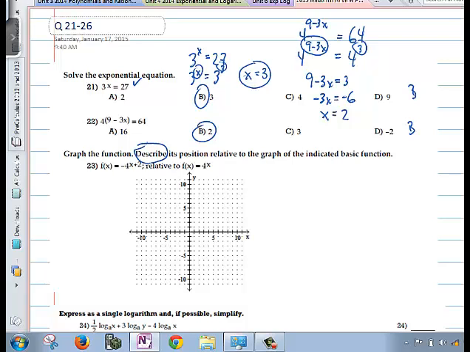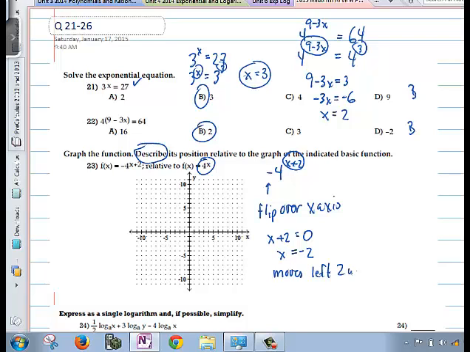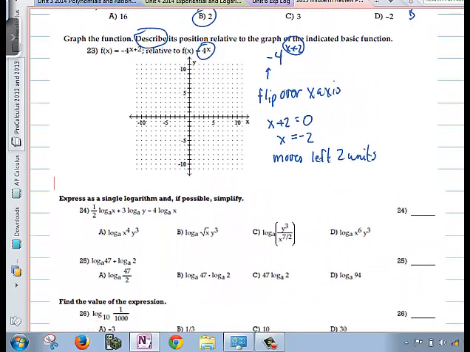Now this is another graphing problem. We have 4 to the x. So how does negative 4 to the x plus 2 change? Well, this negative in front is a flip over the x-axis. And when you take x plus 2 and set it equal to 0, you're going to find out that the graph moves left 2. So you would then look for the respective graph on your sheet.